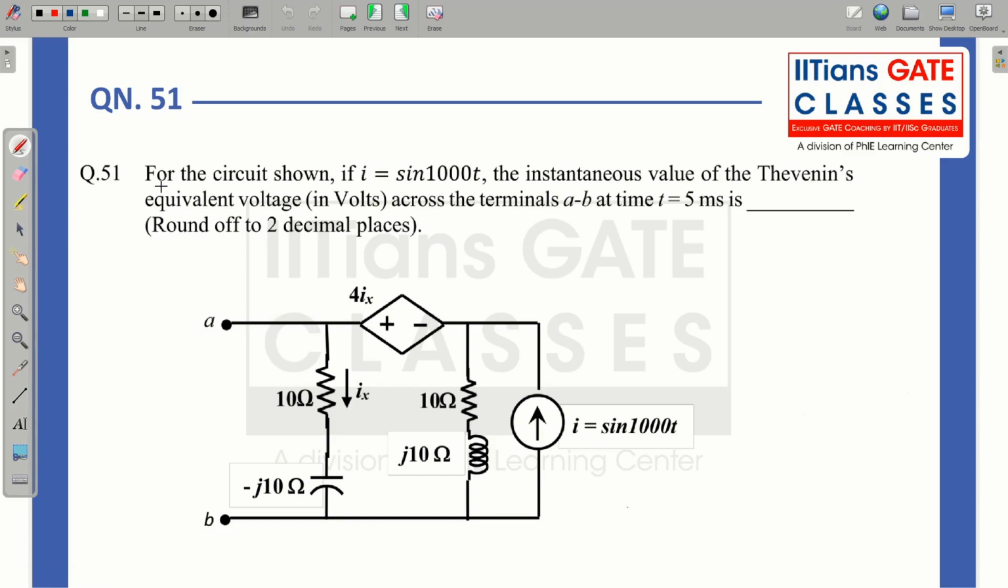So in the next question that has been asked, for the circuit shown, if I is equal to 1000 sin t, find the instantaneous value of Thevenin equivalent voltage in volt across terminal AB at t equal to 5 millisecond. So we have to find VTH, and in that VTH we need to put t equal to 5 millisecond. If you observe the circuit, I can apply source transformation. That means I can convert this current source to a voltage source. How should I do that?